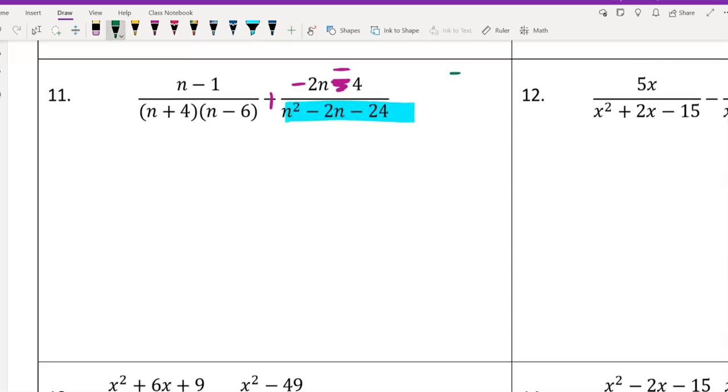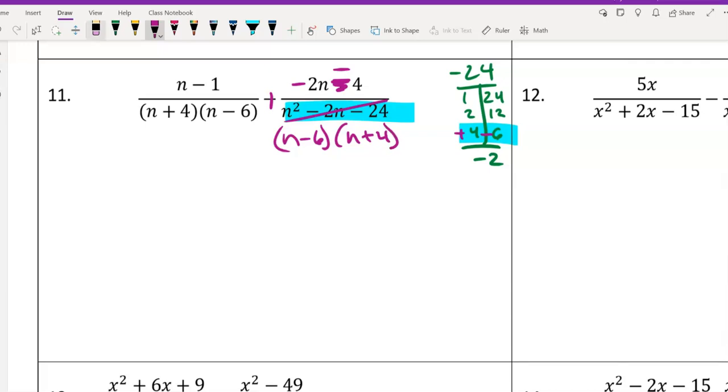So let's put the negative 24 on top, the negative 2 on bottom. Here we have 1 and 24, 2 and 12, 4 and 6. Now, which of these have a difference of 2, 4, and 6? In order for them to add up to negative 2, the 6 needs to be negative. Now we can see that our denominators match. We have an n plus 4 and an n plus 6.